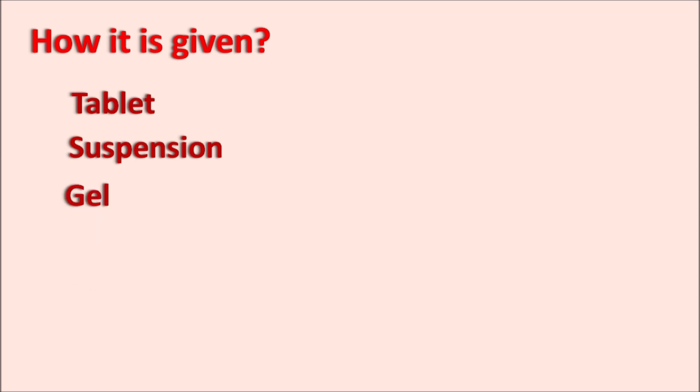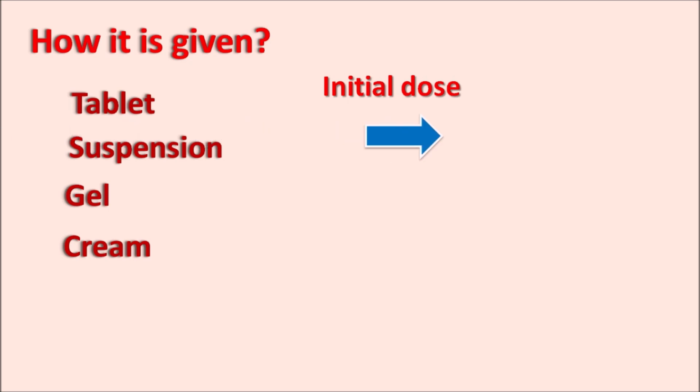How is it given? Methylprednisolone is available as a tablet, as a suspension for injection, and it is topically used in the form of gel as well as cream. But generally it is prescribed in tablet form. The initial dose of methylprednisolone depends on the clinical condition, because this drug is used for various types of clinical conditions. So the dose should be individualized based on the clinical condition as well as the patient's condition. Generally, the initial dose ranges from 4 mg to 48 mg per day.